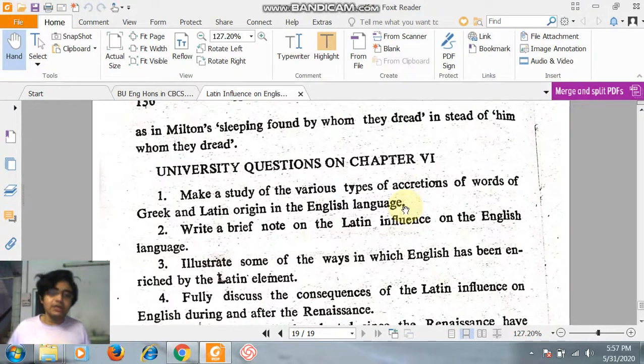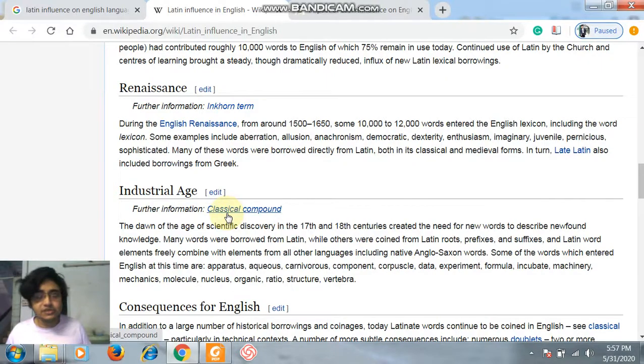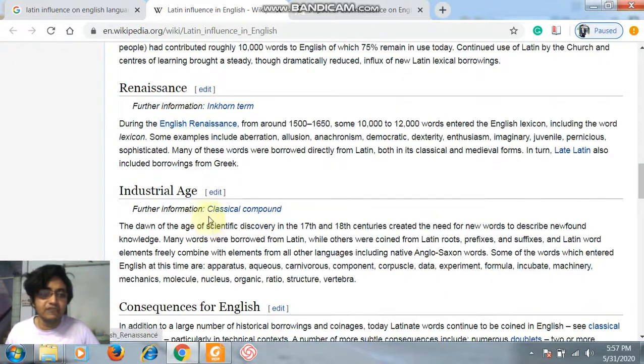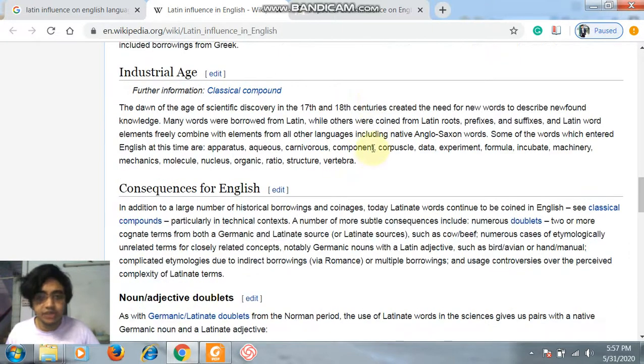Latin words have come into the English vocabulary through many historical developments. I have already discussed it. First, it begins in the post-Celtic period, with the invasion of the Roman people into Britannia, and then in the Middle Ages it mixed with various French words, and of course, after the Renaissance, it took a completely different turn. And in the industrial age, words like apparatus, aqueous, carnivorous, component, corpuscle, data, experiment, formula, incubate, machinery, mechanics, molecule, nucleus, organic, ratio, structure, vertebra.